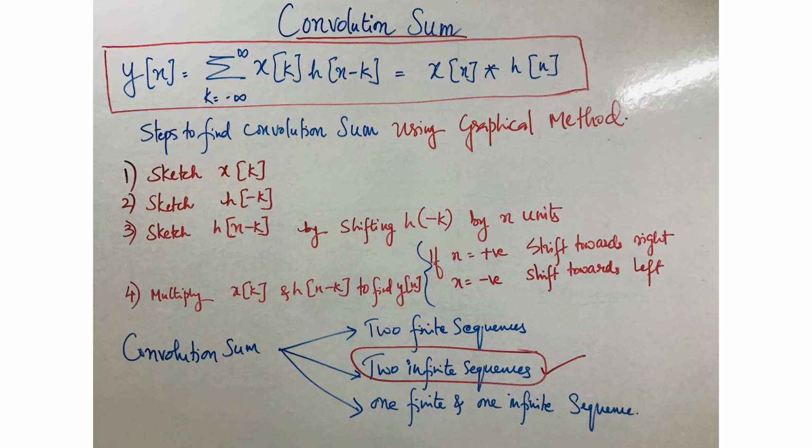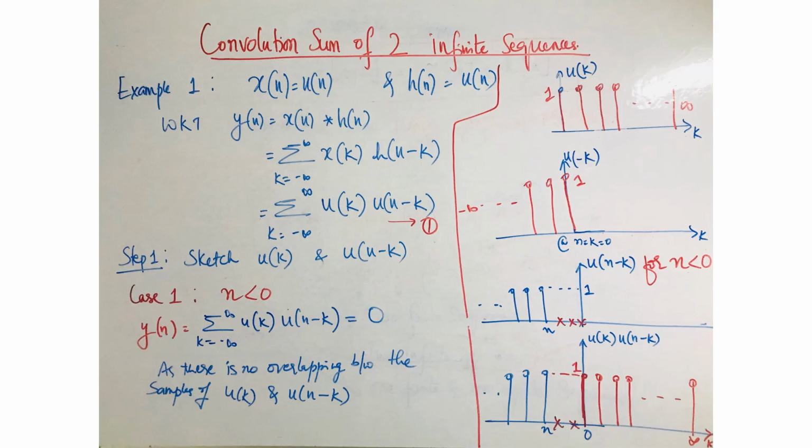Those two infinite sequences can be two step functions, or one sequence can be a step and the other an exponential, or both the signals can be exponential also. Let us take an example of two infinite sequences in which x of n is u of n and h of n is also u of n. First, you need to write down the expression for convolution sum and simplify x of n and h of n as u of n and u of n.